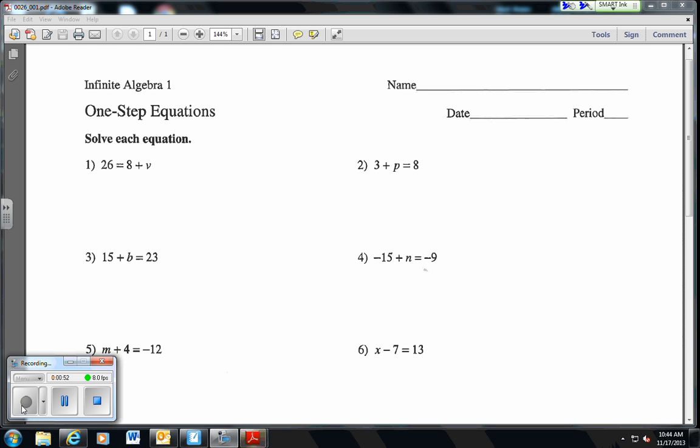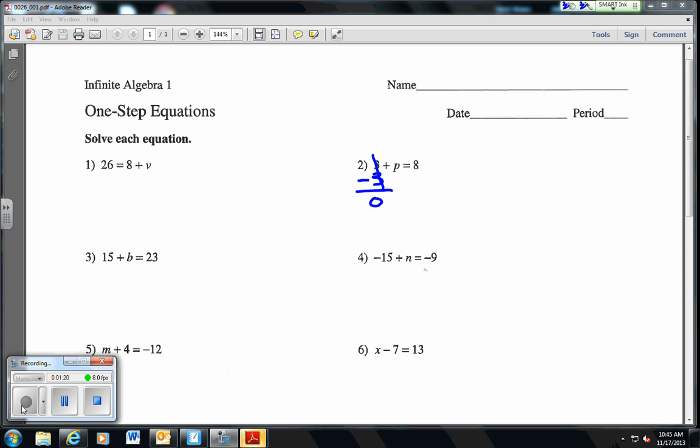So what is it doing? Well, 3 plus p is the same thing as saying p plus 3. Addition can be flipped around. So we want to get rid of the positive 3 there. And to get rid of things, we do the opposite. Essentially canceling out. So positive 3, if we subtract 3, that's the opposite. So 3 minus 3 equals 0. They cancel each other out.